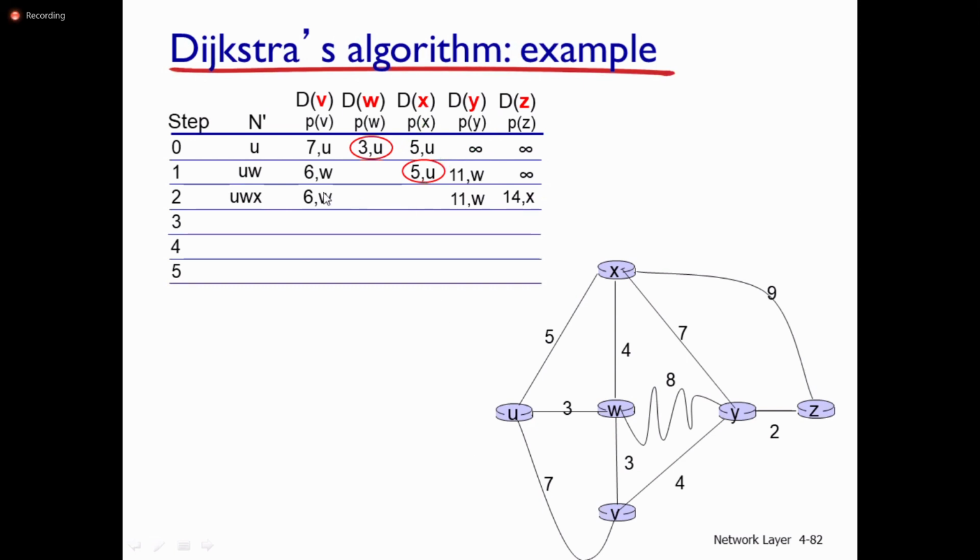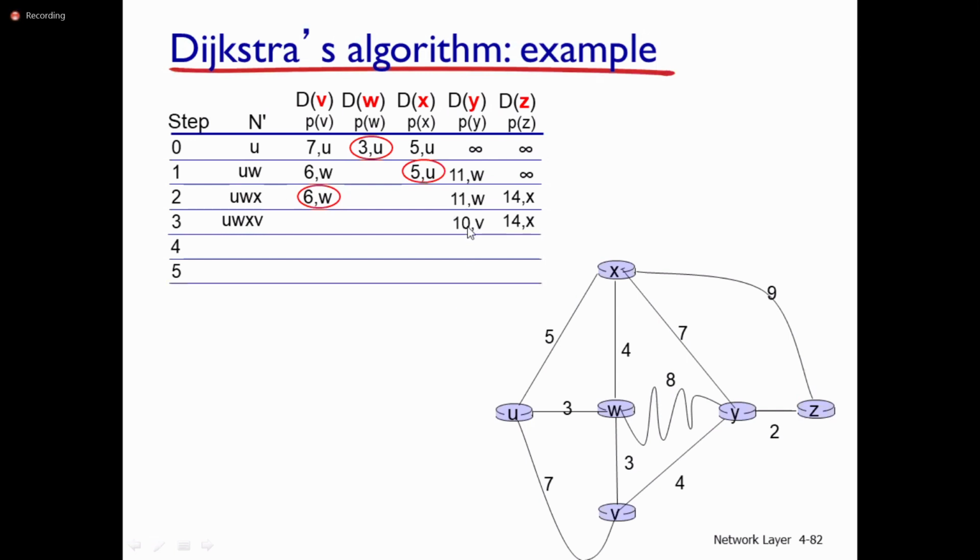So the least one is 6. The next path is UWX followed by V, because this is the shortest one. From U, the shortest is 3, right? That's why we started the path from UW. Then the shortest is X, UWX. Next the shortest is 6, so we continue with UWXV. From UWXV we need to find the path cost to Y and Z.